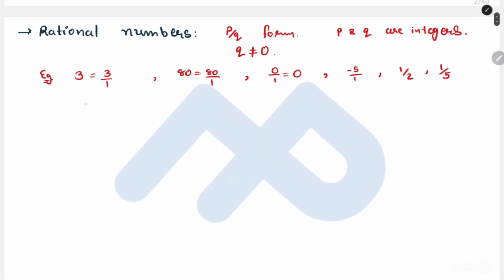Then comes improper fractions also. Improper fraction means which are bigger than 1. So let's say 5 upon 2, or negative also, like negative 8 upon 7. Improper but negative, so they are also rational numbers.